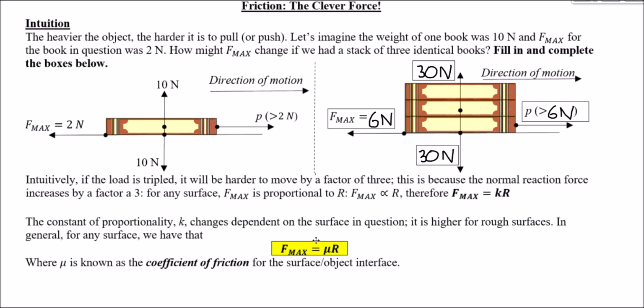So it looks like a U with an elongated tail. So F max equals mu R, where mu, this factor, is known as the coefficient of friction for the surface-object interface. So the higher the value of mu, the greater the value of the maximum friction. The lower this value of mu, the smoother the interaction between the surface and object in question. Let's have a look at some examples using this concept of maximum or limiting friction.